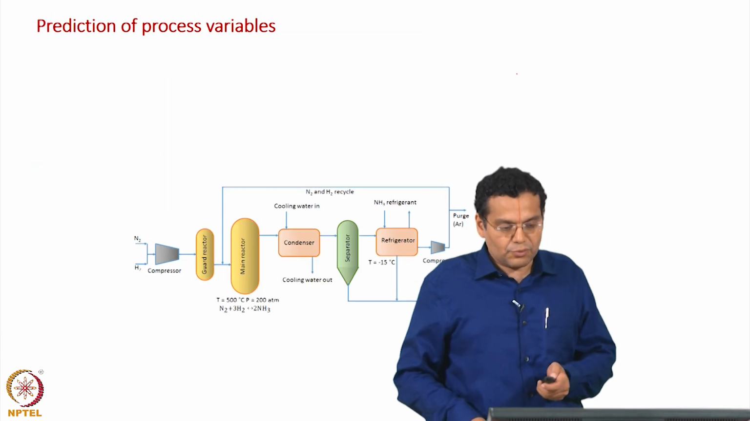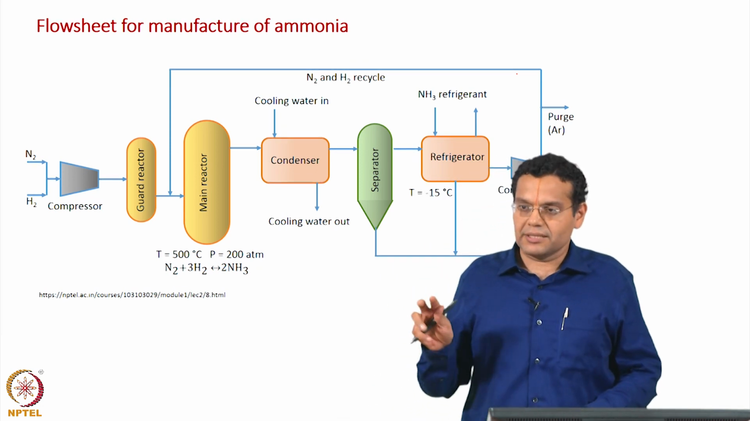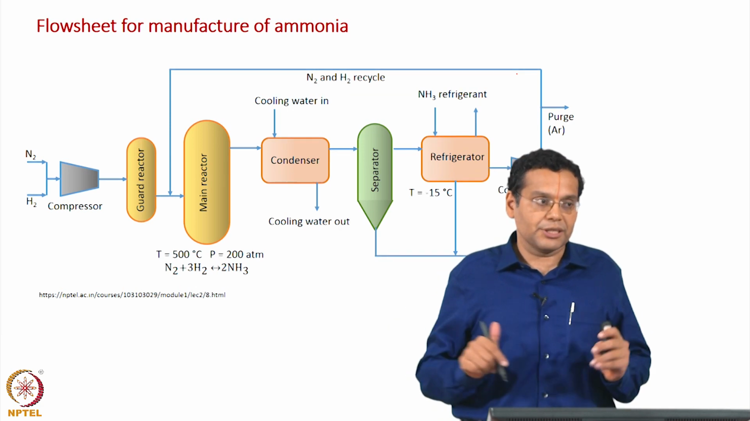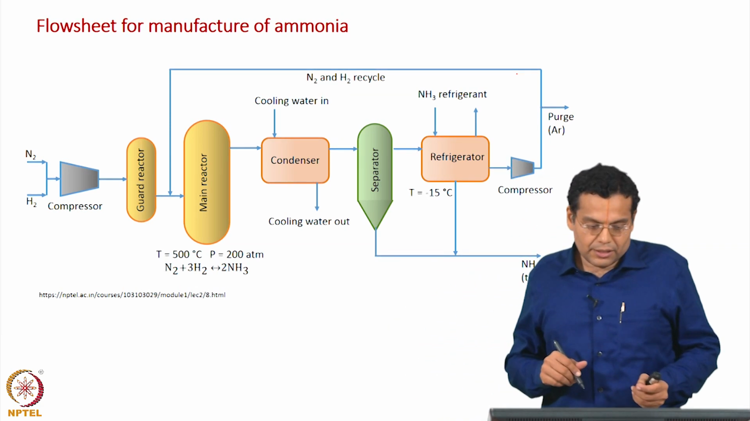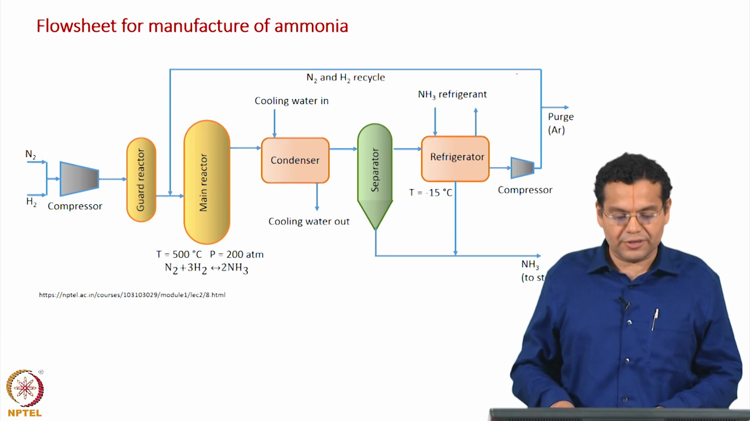Okay. So, now what we will do is extend what we have discussed for a simple process, namely the tank, to an entire flow sheet. Okay. What we are seeing here is a flow sheet for the manufacture of ammonia. Okay.